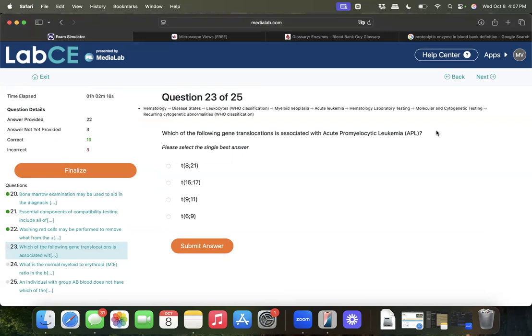All right, this one. Which of the following gene translocations is associated with acute promyelocytic leukemia, or APL? If this is not a level 9 question, I don't know what is, because the only one I'm familiar with is T(9;11). So A is T(8;21), B is T(15;17), C is T(9;11), and D is T(6;9).